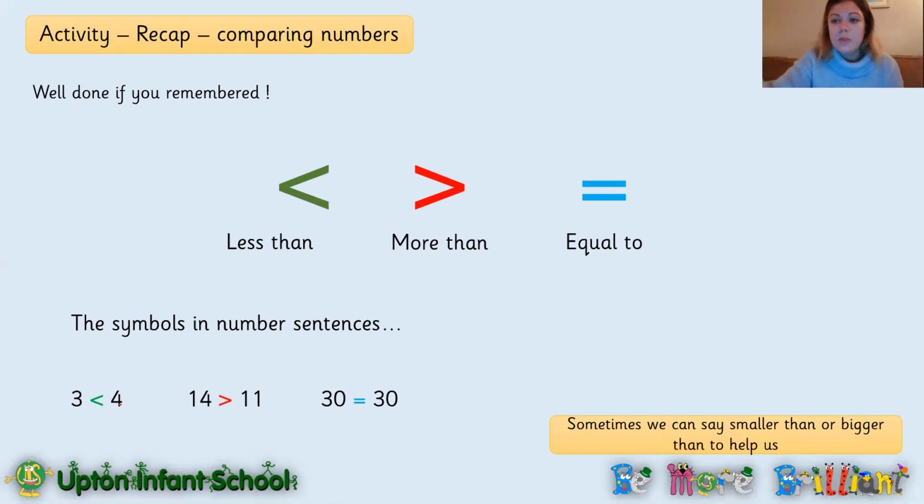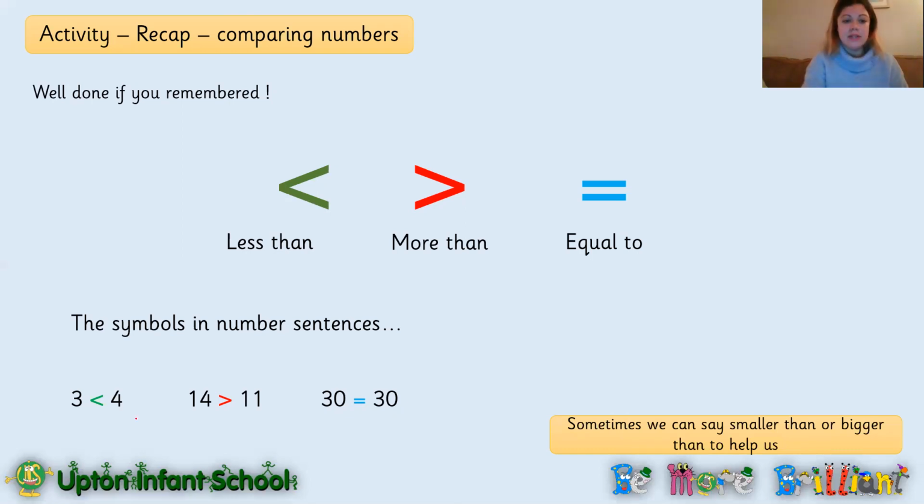And we can check that as well, because we can use our 100 square. And we can say that we find our 3. Is it less than 4? Does it come before 4? It does. 3 is less than 4.